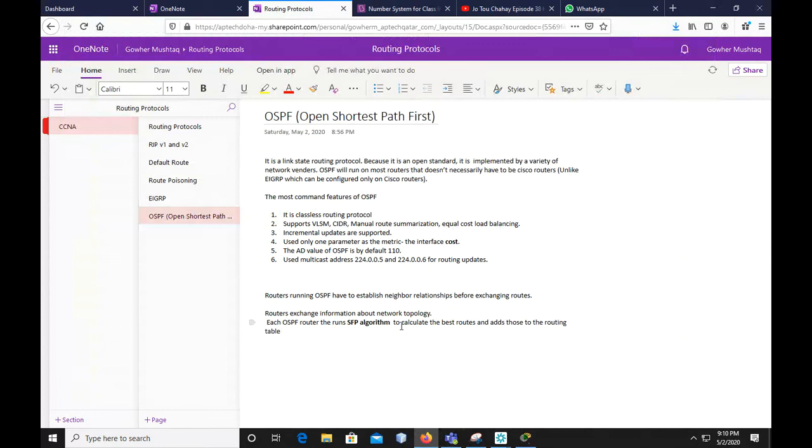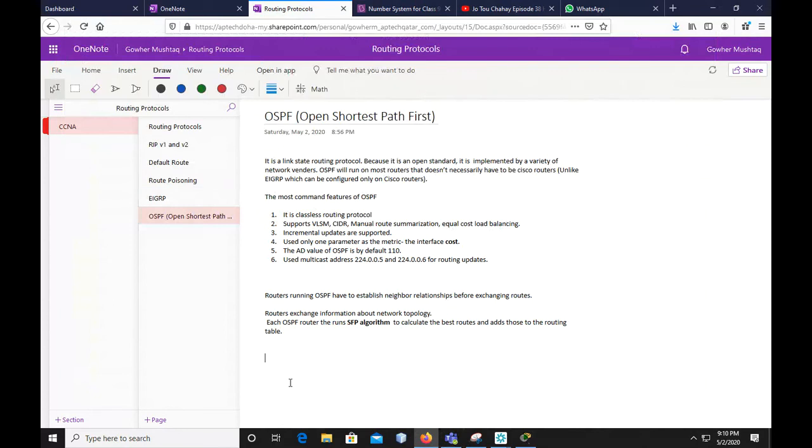So when the entire network topology is shared with another router, it's going to use the SPF algorithm to calculate the best routes from that particular network topology. It calculates the best routes automatically, and then those best routes are stored inside the routing table. You understand? So this is the concept.